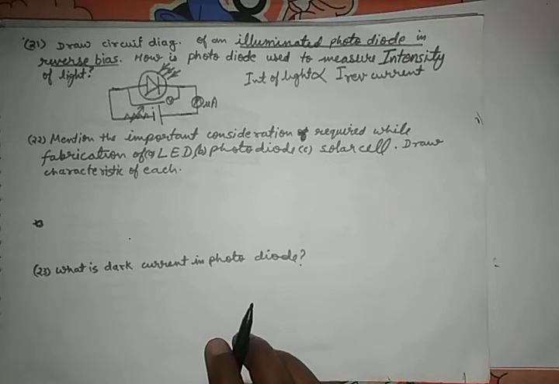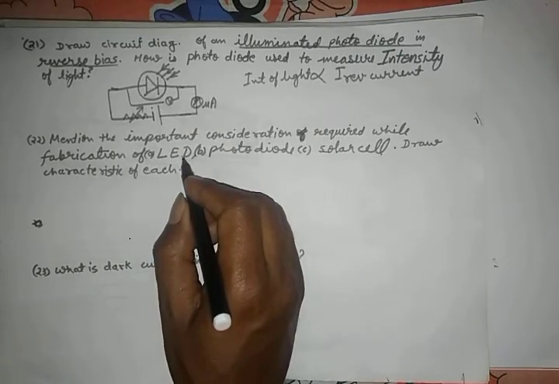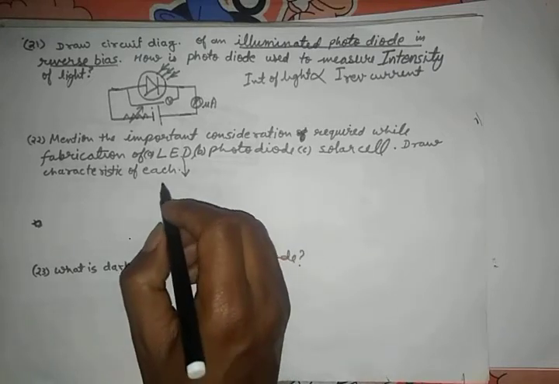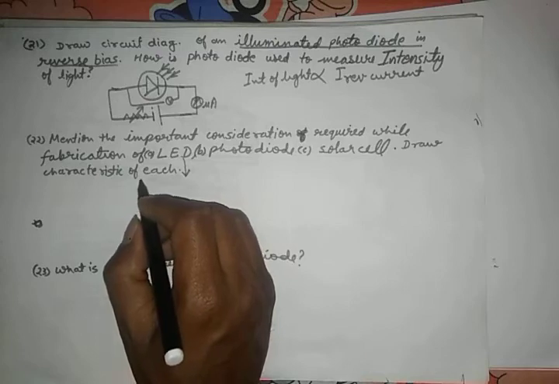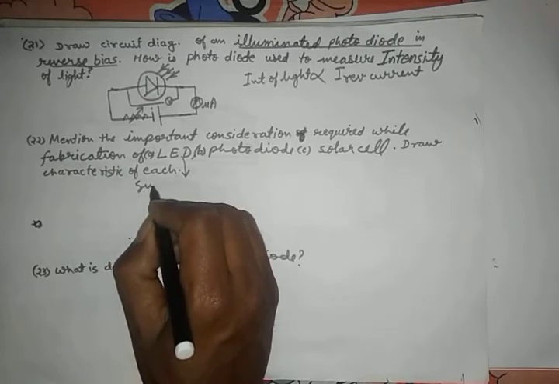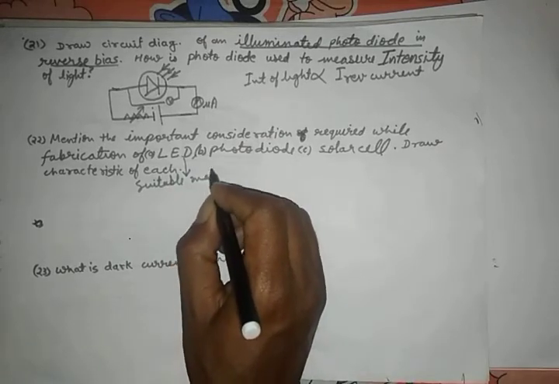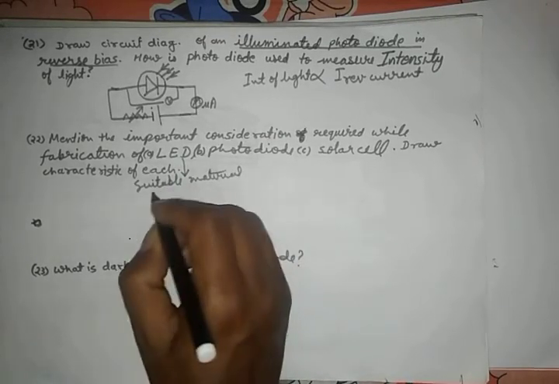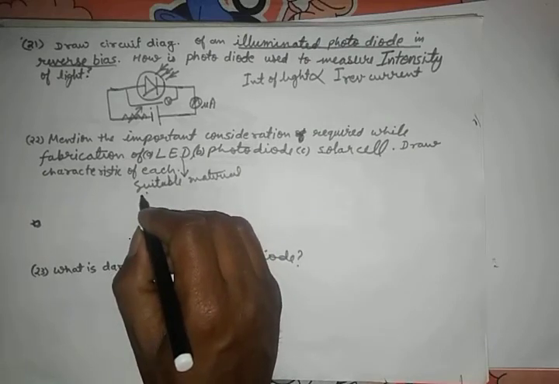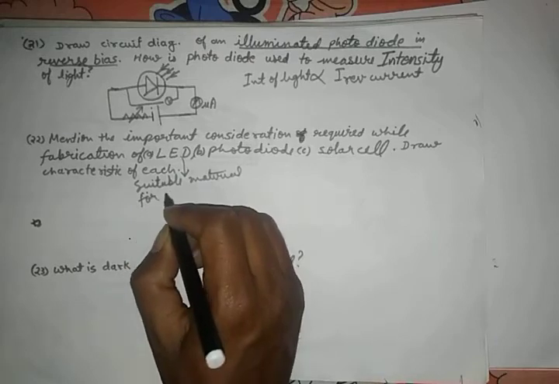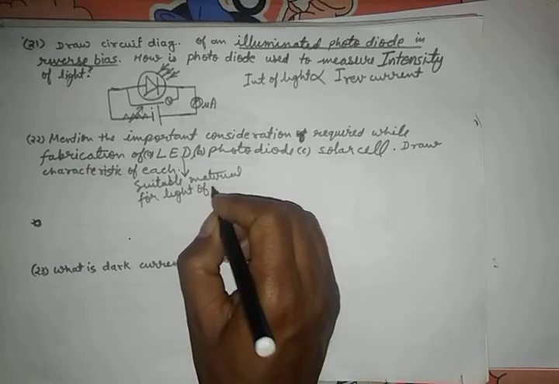Mention the important considerations required while fabricating an LED, photodiode and solar cell. Draw the characteristic of each. So for an LED, we require a suitable material for the desired color, for light of suitable color.